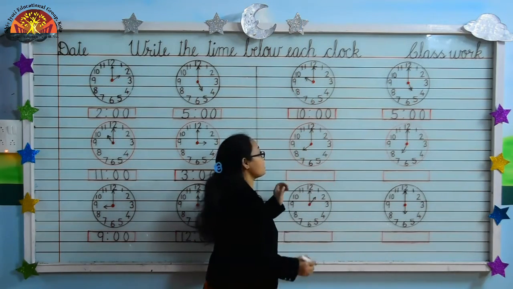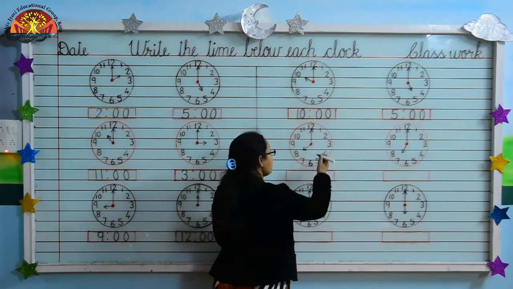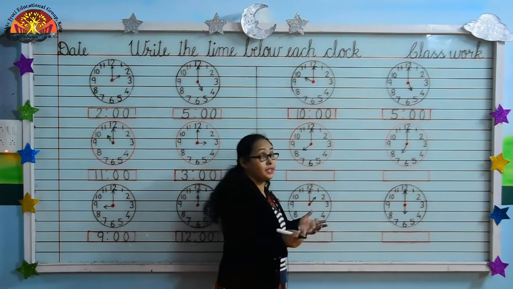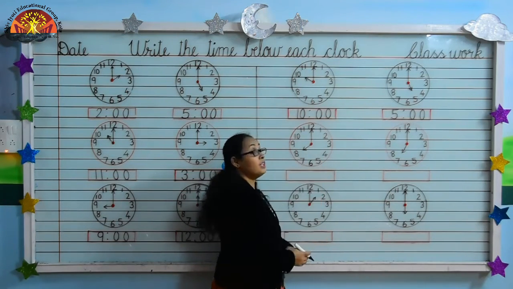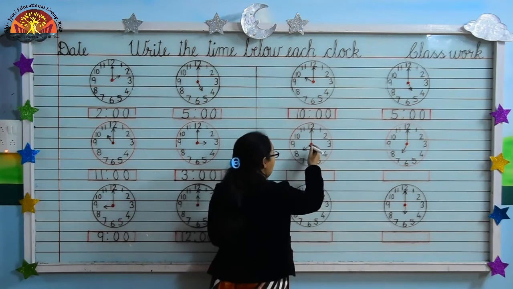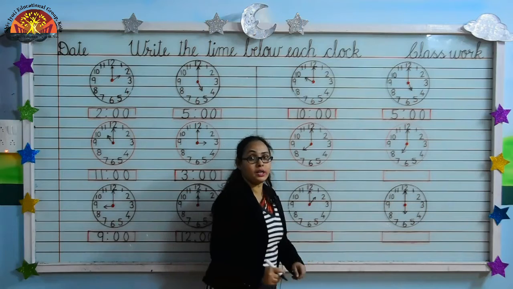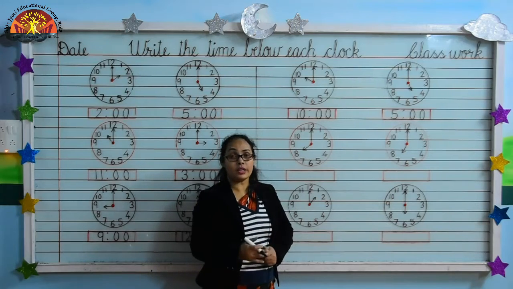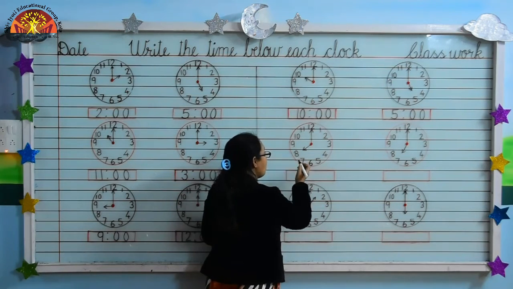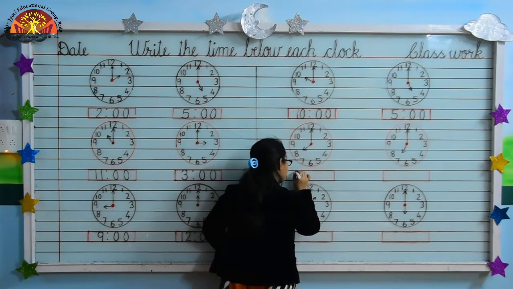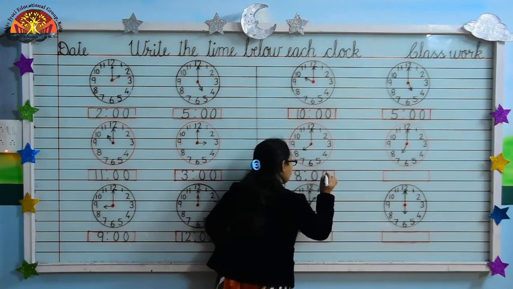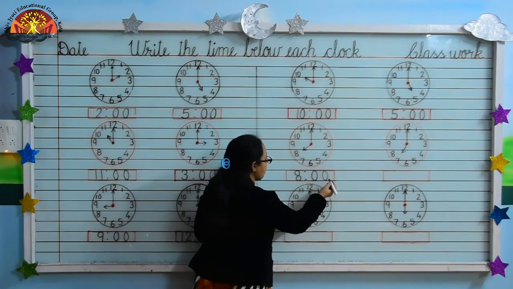Move to next. Kids, now you tell me, where is the long hand? Yes, the long hand is at 12. Kids, where is the short hand? Very good, kids. The short hand is at 8. What time is the clock showing here? Yes, the clock is showing 8 o'clock. Now we will write 8 colon 0 0. We read it as 8 o'clock.